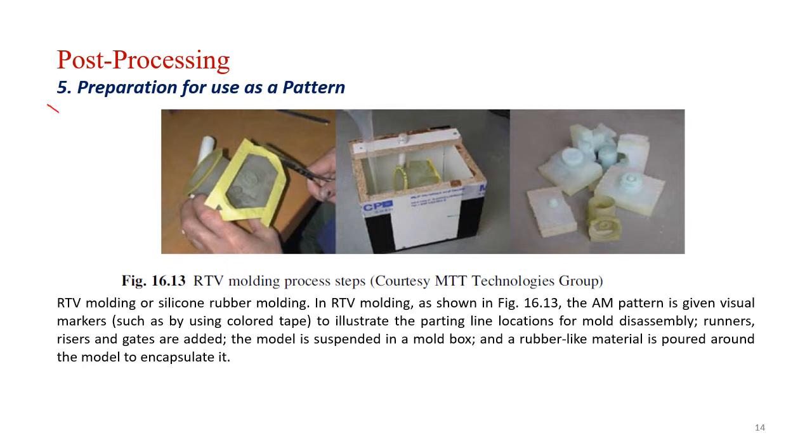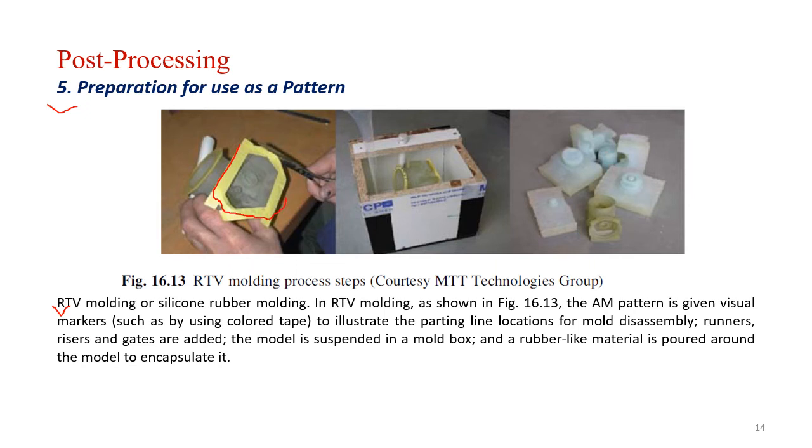Next, here we can see one method in which we are using the RTV molding process, where for pattern preparation we use additive manufacturing. Here are the steps. This is the RTV molding or silicone rubber molding. So you are going to have the AM part, and first we do the taping, with colored tape, to make the parting line.